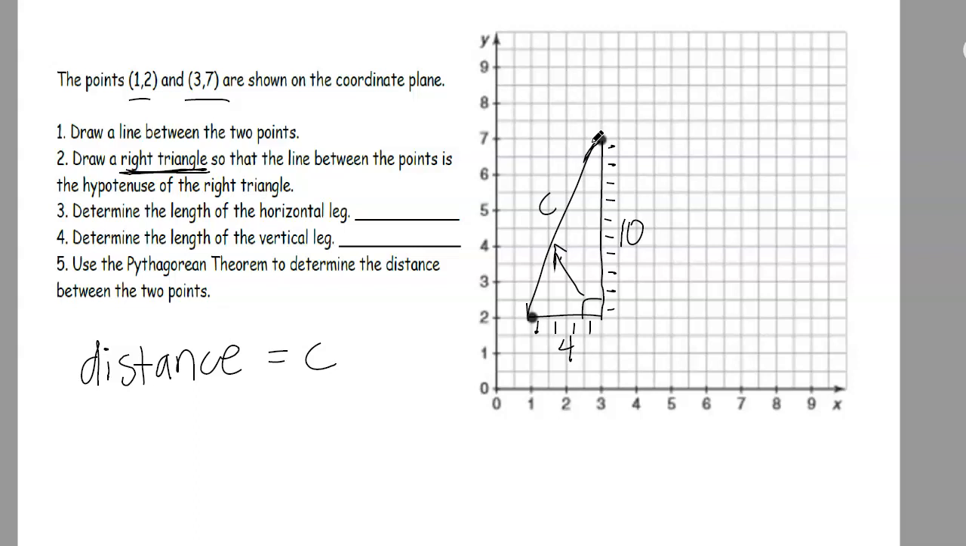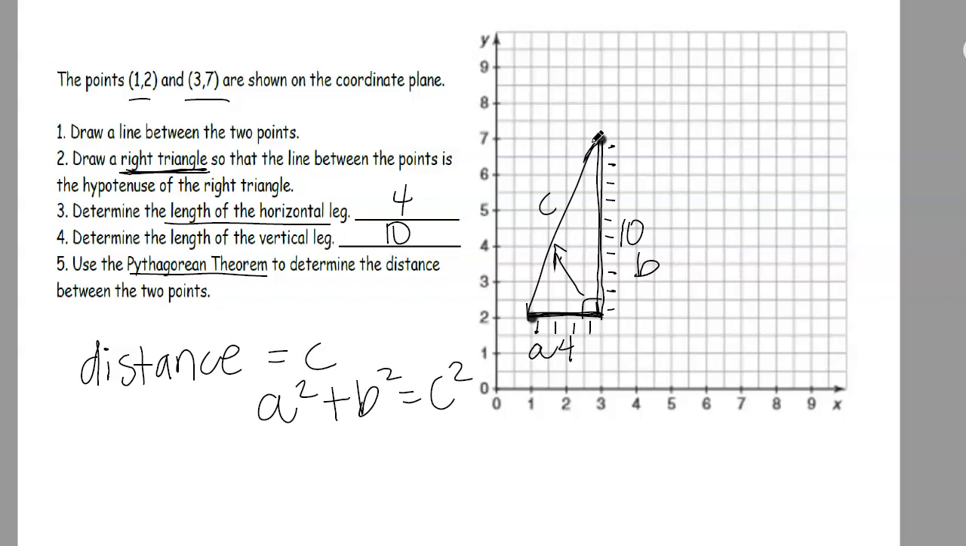So it says determine the length of the horizontal leg. So the horizontal leg was 4. The vertical leg was 10. Alright, so then we're going to use the Pythagorean theorem to find C. And that's it. So a squared plus b squared equals c squared. So again, it doesn't matter which one is a, doesn't matter which one is b.